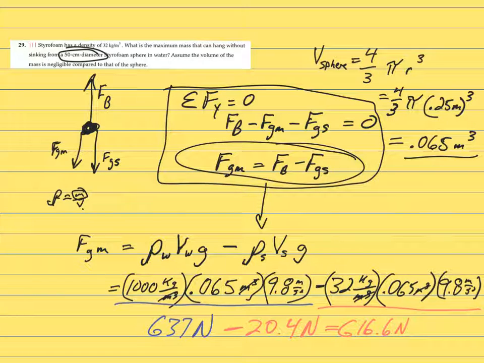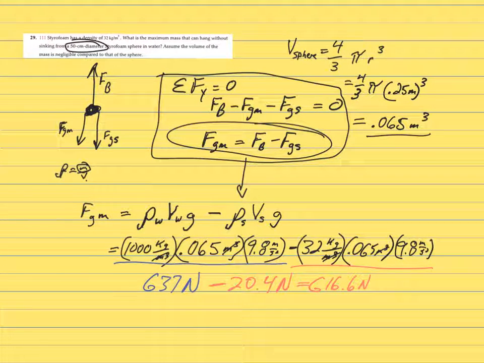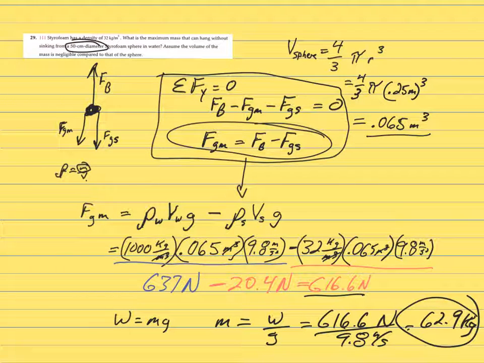Oh my god. So why don't we just give me a little bit more space. This is the old W equals mg. I have W, I need m. How do you get m all by itself? Mass equals weight divided by gravity. The weight is that 616.6 newtons. Gravity is still 9.8. And you should get about 62.9 kilograms out of that. Physics is fun.